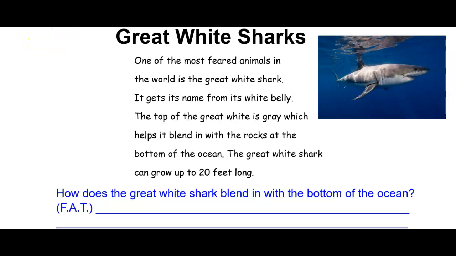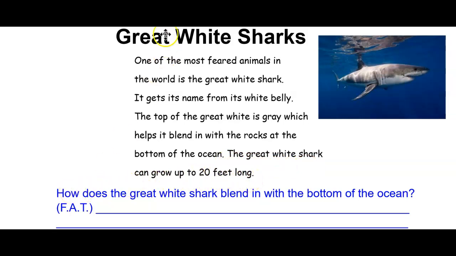Today we'll read the beginning of a passage together about great white sharks. And then we'll answer a question using the FAT format. Great white shark. One of the most feared animals in the world is the great white shark. It gets its name from its white belly. The top of the great white is gray, which helps it blend in with the rocks at the bottom of the ocean. The great white shark can grow up to 20 feet long.